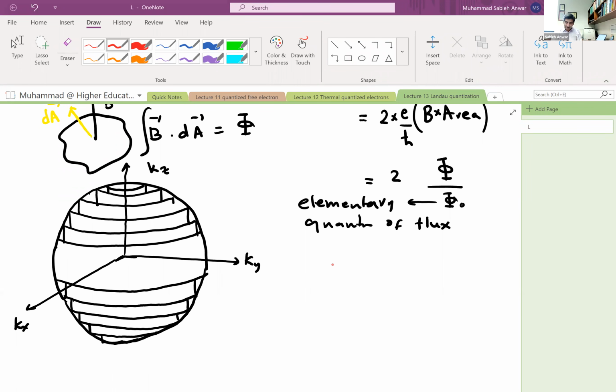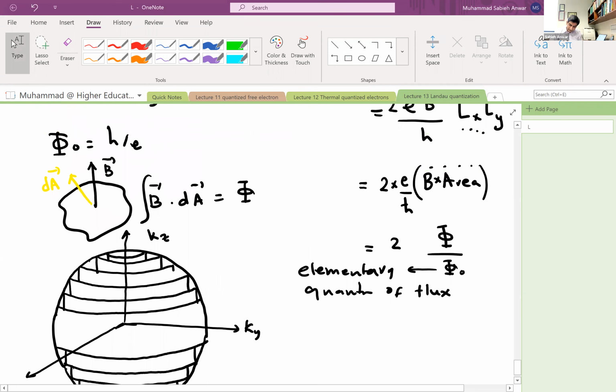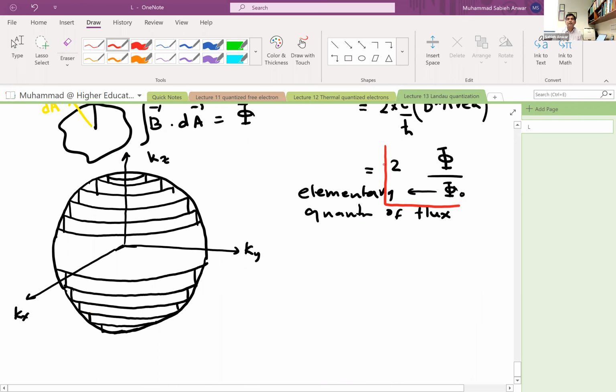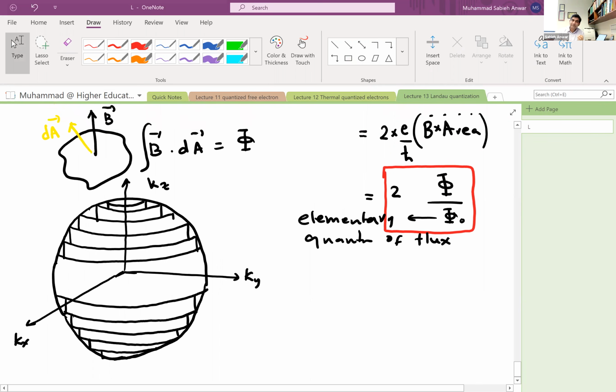And the kx and ky points, the number of those points is given by this expression here. The energy does not have any dependence upon kx and ky. It only depends upon kz squared. And the other thing is that the number of points belonging to each value of L is now determined by this factor, 2 times phi over phi naught.